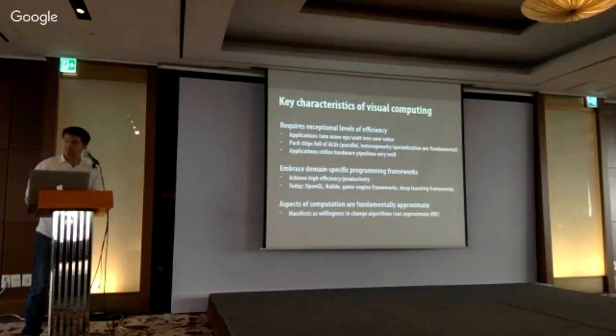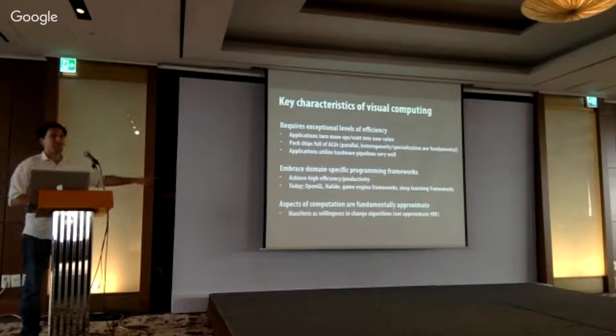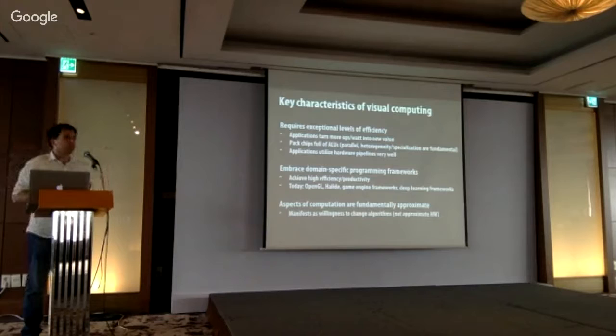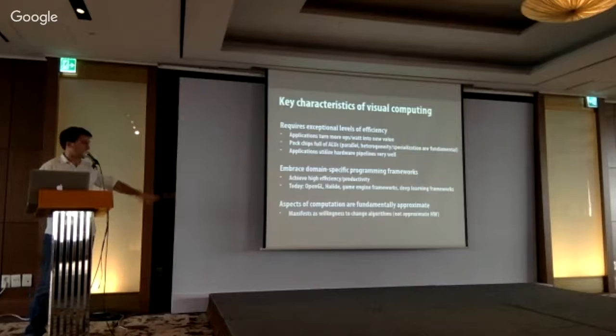And there are aspects of these computations that are fundamentally approximate, which might pique people's ears up, ooh, approximate computing. And I would say that that has manifest not as unreliable or approximate hardware. It has manifest as a willingness to change algorithms to meet the more traditional hardware based on the geometries of those machines. And so there's usually thousands of X at the application level to choose the right algorithm for the job.